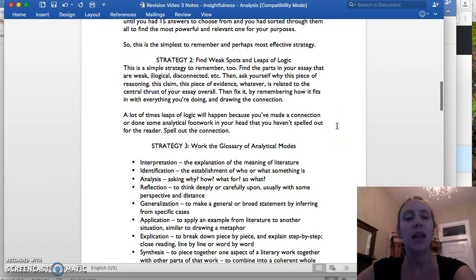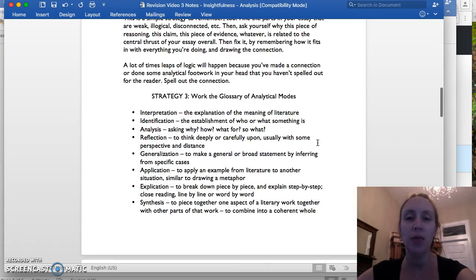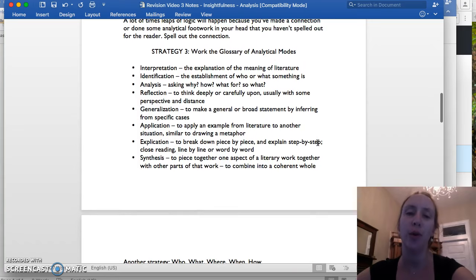And a lot of times this will happen because you've made a connection in your head that you haven't spelled out for the reader. So we're thinking, we know what we mean, but we don't necessarily type it out. This is also how we wind up writing things that aren't clear a lot of times too, which is why we revise in general. Strategy 3, work the glossary of analytical modes.